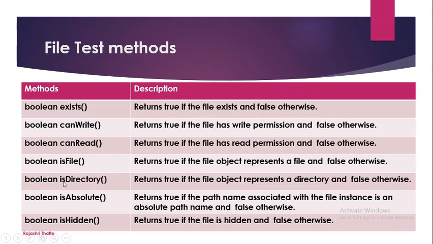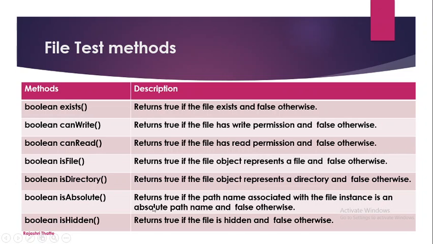Opposite to that is isDirectory. What is the object holding? If it is a directory, as a return it will give true, which means it's a directory. And if it is not a directory, that means it is a file, it will be false. So isDirectory result will be true if it is a directory, and if it is not a directory, the result of this method will be false. Then isAbsolute.